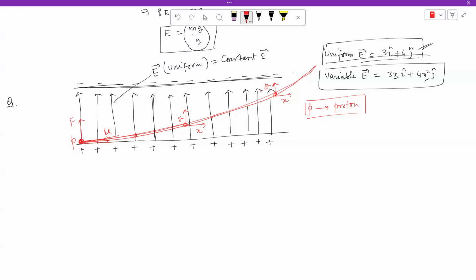Then if we write the kinematics of motion, the kinematics of motion will have two components, right? And what would those be? We have to figure out that one would be the x component and the other would be the y component.